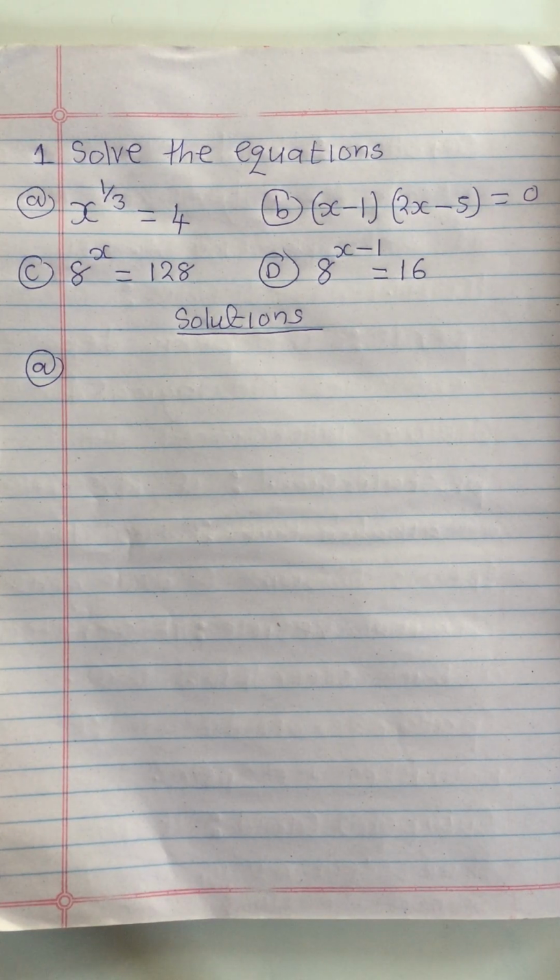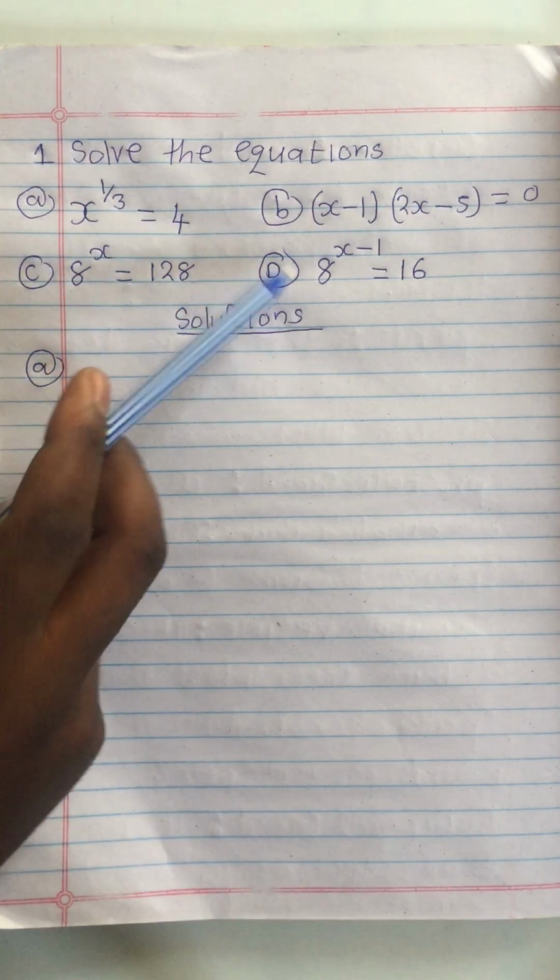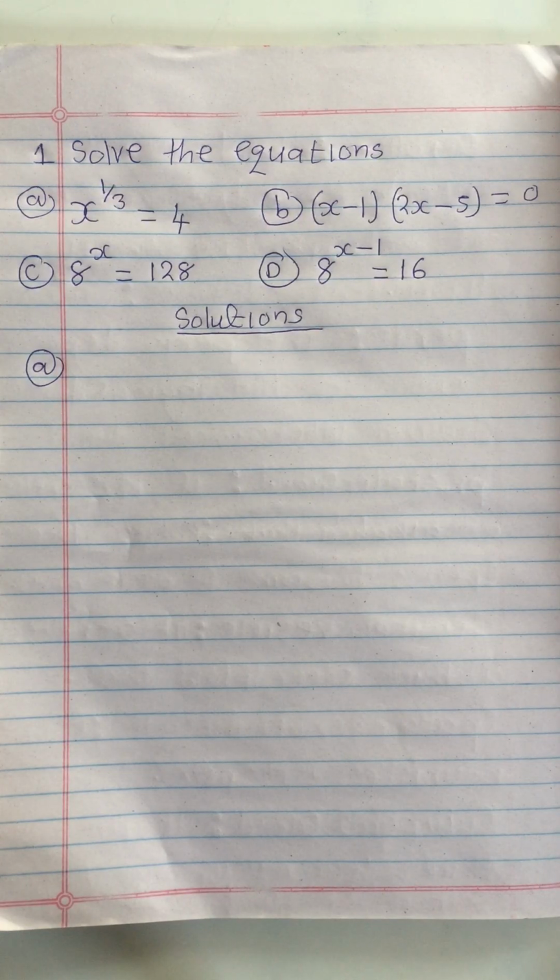This is the question, and it says solve the equation. So I've got A, B, C, and D. So let's try to solve. And these are the types of questions which come where it says solve the equation.